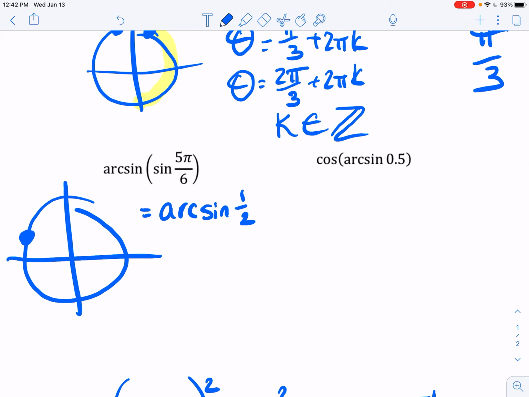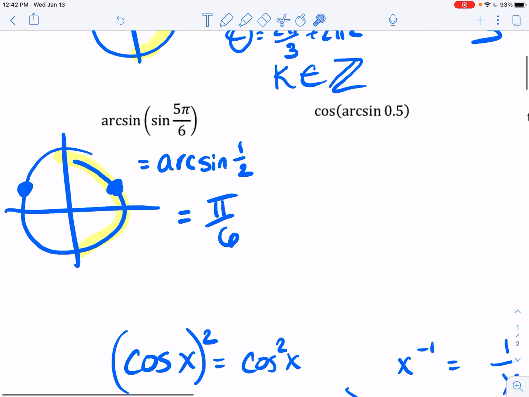Well, arcsine has to keep us living in quadrants 1 and 4. So I don't want the answer that's at the dot where I am. I want this answer over here. And so the answer is equal to pi over 6. So notice, it is convenient. They're in the same family. 5 pi over 6 has pi over 6 as its reference angle.